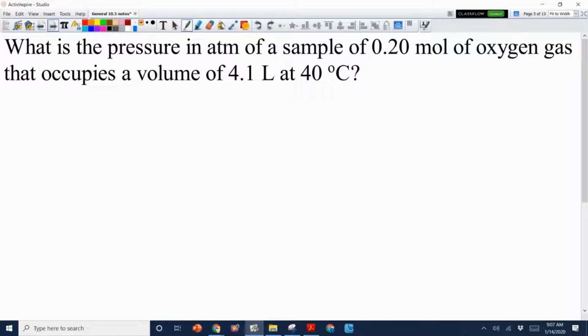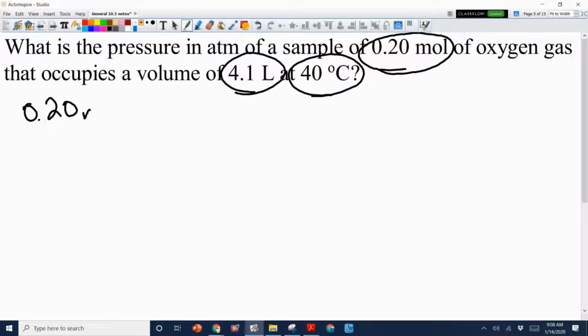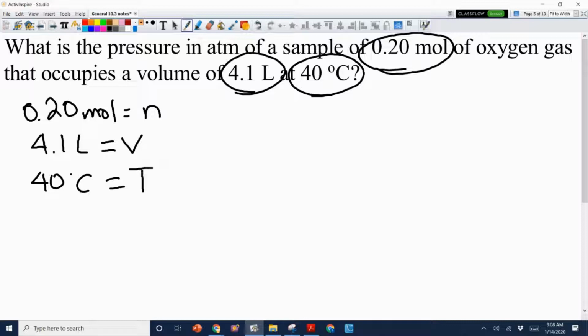All right. So what is the pressure in atmospheres of a sample of 0.20 moles of oxygen gas that occupies a volume of 4.1 liters at 40 degrees Celsius? So, GLUES, first thing we're going to do is circle our givens. All right, so there's our givens, and we're going to list them out. So 0.20 moles, and that's going to be equal to the variable n. 4.1 liters, that's going to be a volume, and 40 degrees Celsius, that's going to be equal to your temperature.